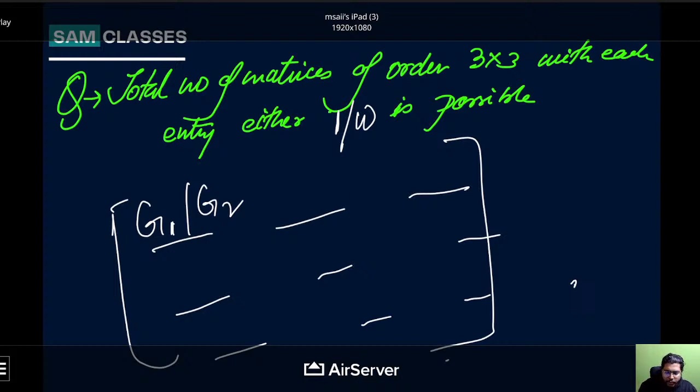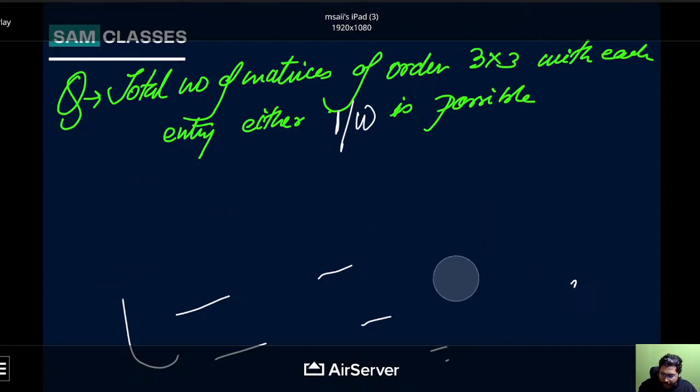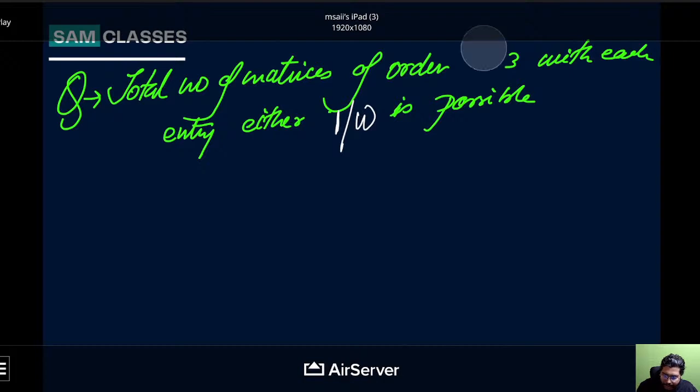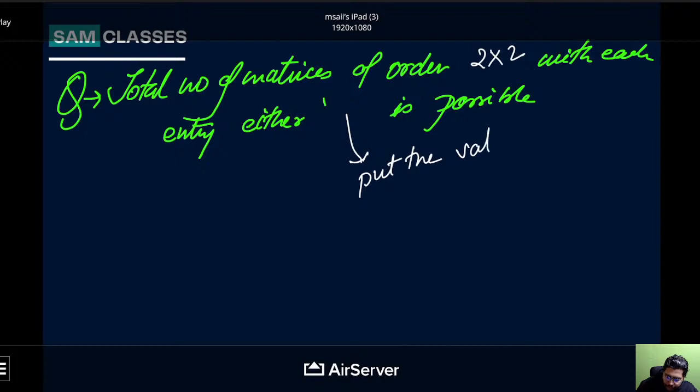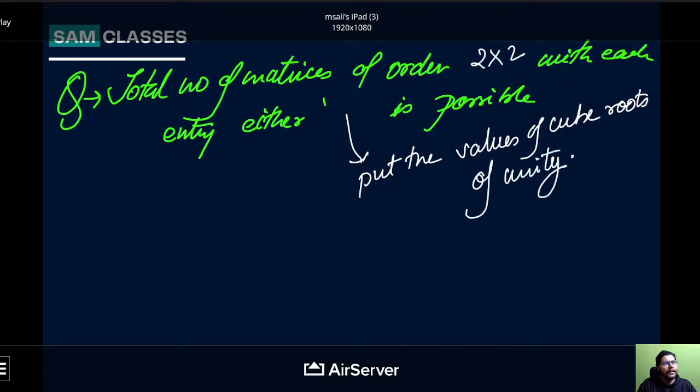Again, let me twist this question and let's see. A lot of people have tried it already. Let's see how many will be able to do it if I change it. Let's change the question and give it to all the people. The total number of matrices of order 2 cross 2, where we can either put the values of cube roots of unity. Let's see. I'm giving everybody time to think. Come on, fast. I'm giving you a timeline, 1 minute.